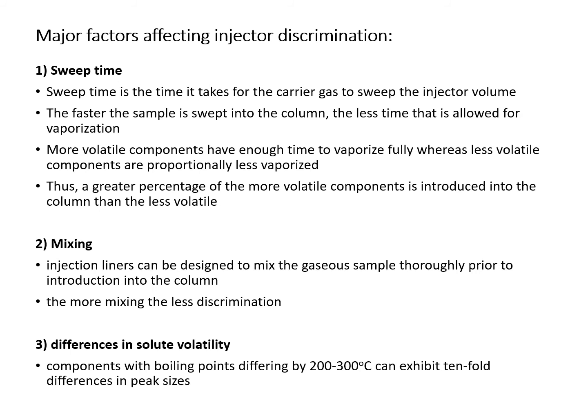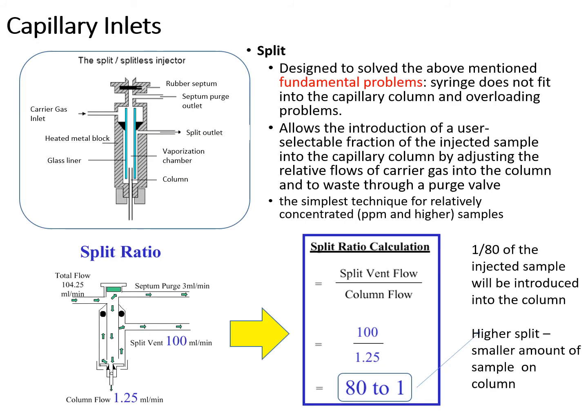Point number 3, differences in solute volatility. Components with boiling points differing by 200 to 300 degrees Celsius can exhibit tenfold differences in peak size. Okay class, let's move on to split or splitless injector.